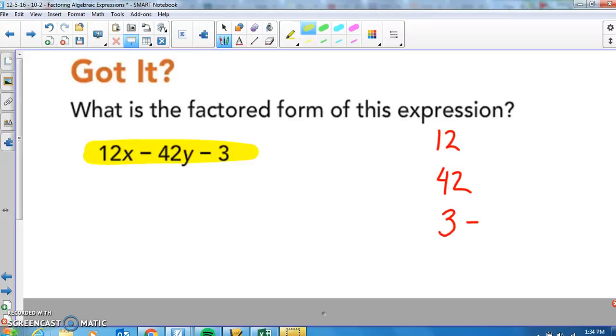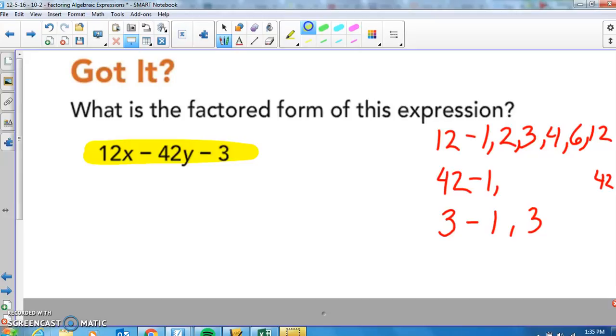I'm going to start with the 3. We know to factor the 3, it's 1 and 3. 1 times 3 is 3. For 12, we'll do the two easy ones first. 1 times 12 is 12. 2 times 6 is 12. 3 times 4 is 12. And so that lists all my factors for 12. For 42, 1 and 42. 2 and 21. 3 and 14. And 6 and 7, as we all know.